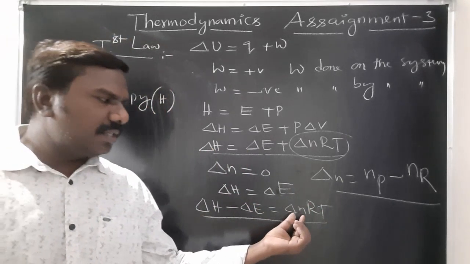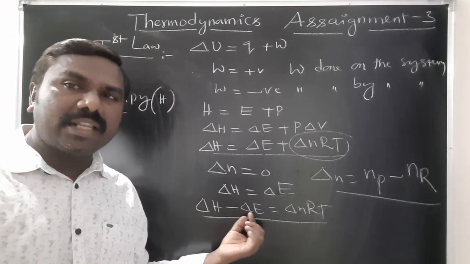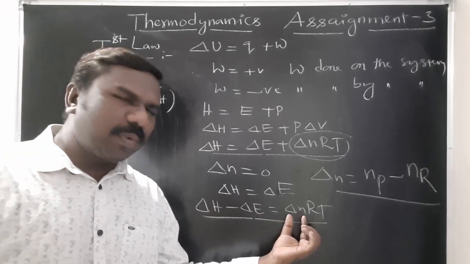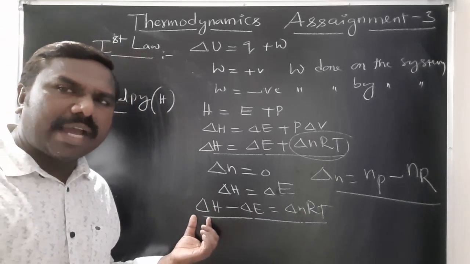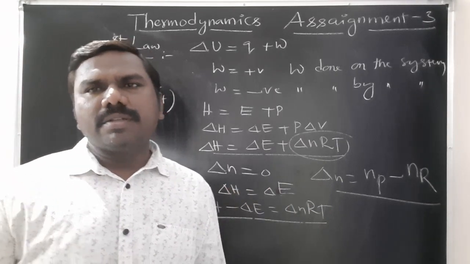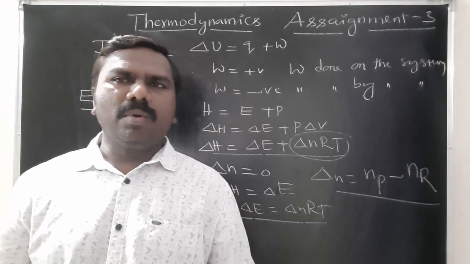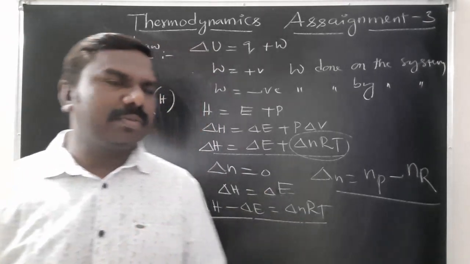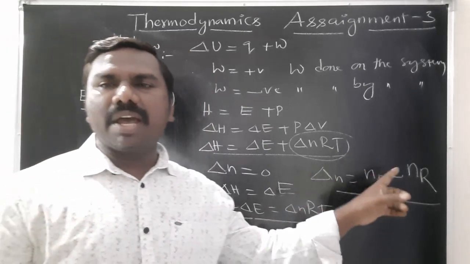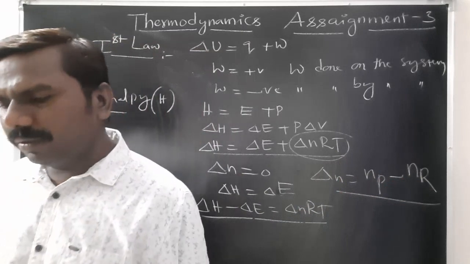Then if it is negative, it means delta E is greater than delta H. If it is positive, the whole term will be positive. To get a positive, delta H is higher than delta U. So which of the following reactions has more delta H than delta U, more delta U than delta H, or delta H equal to delta U? That should be based on the delta n value, which represents product moles minus reactant moles.